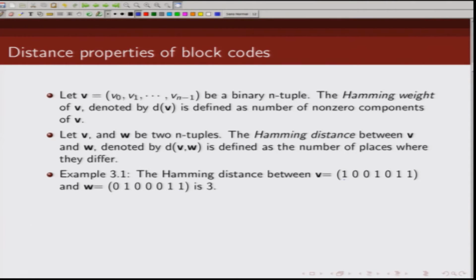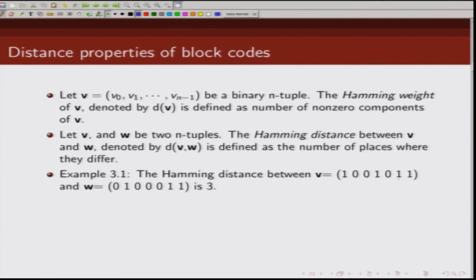Let us look at the first location. This is 1 and this is 0. So, they are differing in the first location. So, that is 1. Similarly, the second location, this is 0, this is 1. So, they are differing. So, now the Hamming distance is 2. 0 0, both are same. The fourth bit location, this is 1 and this is 0. So, they are differing. So, Hamming distance is now 3. 0 0, they are same.